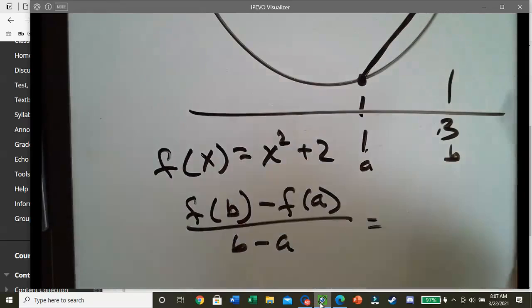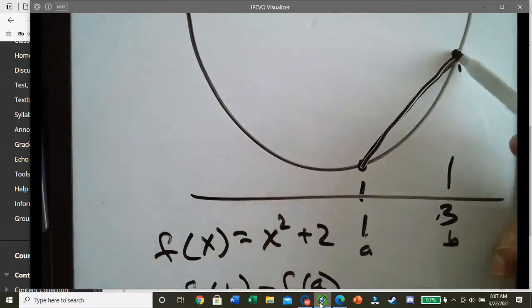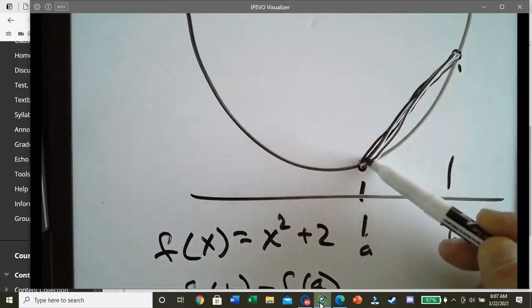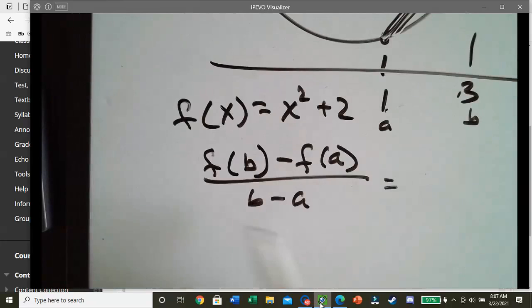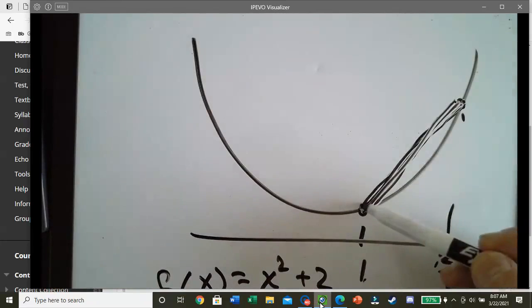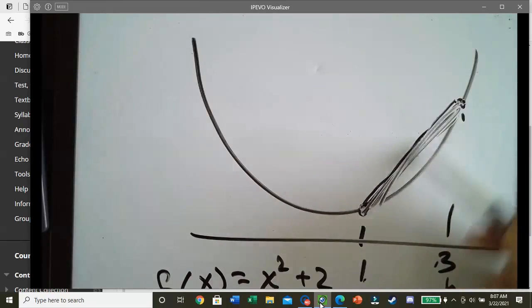So basically, what you're trying to do is find the slope of this line, because that's where your average rate of change is, right? And that's what this is. This is average rate of change, but average rate of change is the slope between these 2 points. And so you're going to develop a linear equation, right?